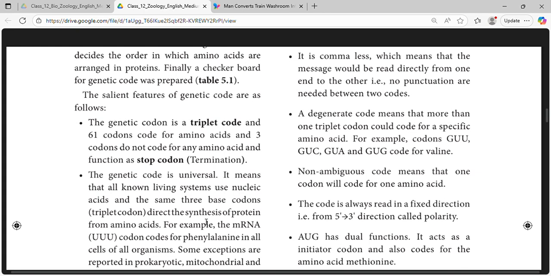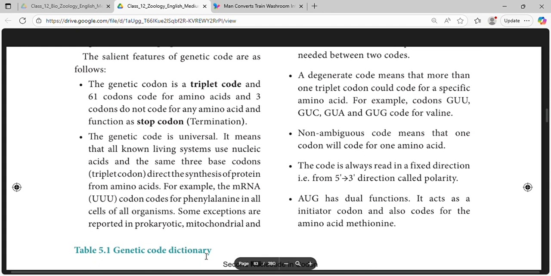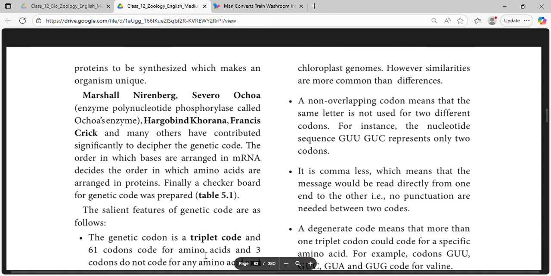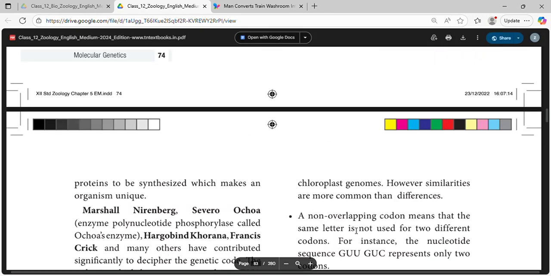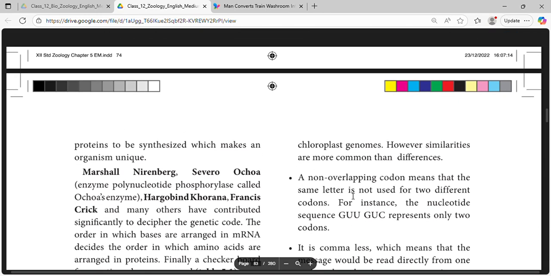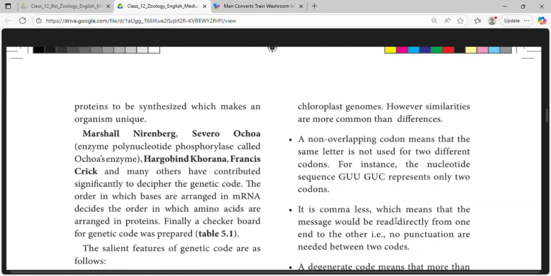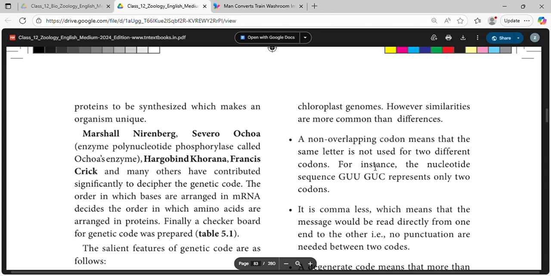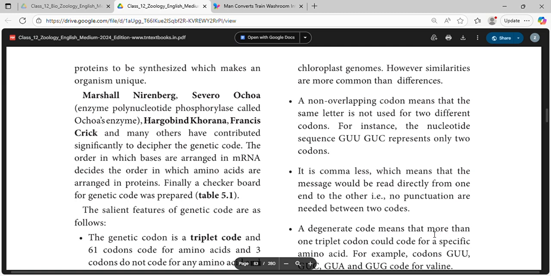For example, the mRNA UUU codon codes for phenylalanine in all cells of all organisms. Some exceptions are reported in prokaryotic, mitochondrial, and chloroplast genomes. However, similarities are more common than differences. A non-overlapping code means that the same letter is not used for two different codons. For instance, the nucleotide sequence GUC represents only one codon. It is commaless, which means that the message is read directly from one end to the other. No punctuation is needed between two codons.